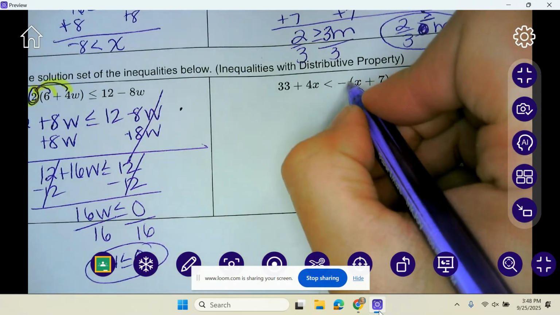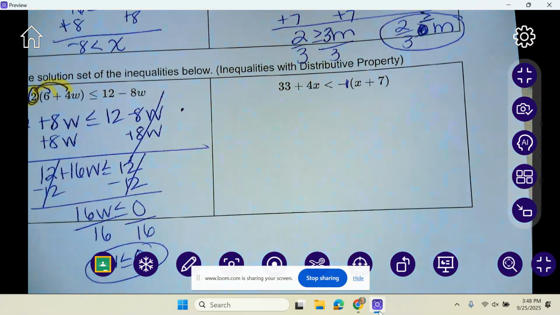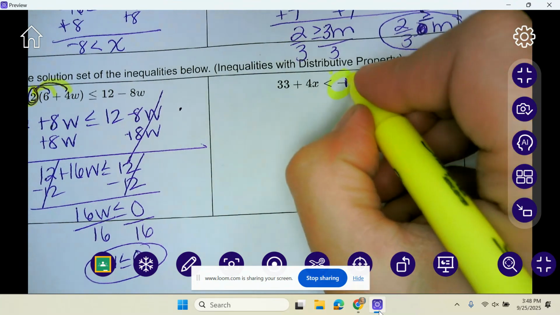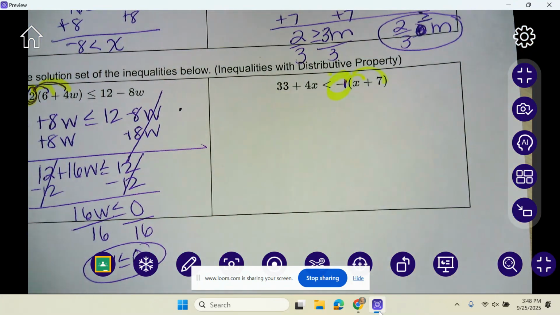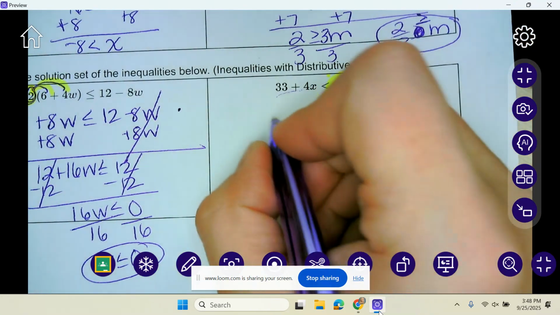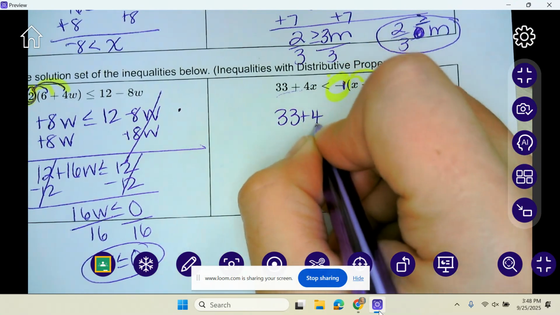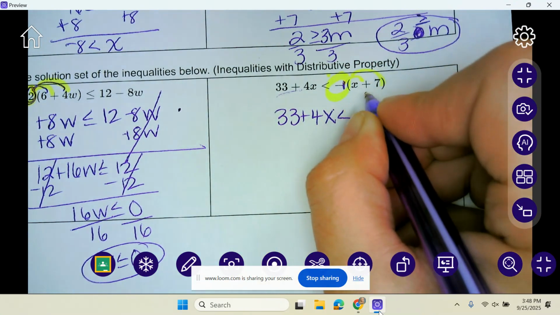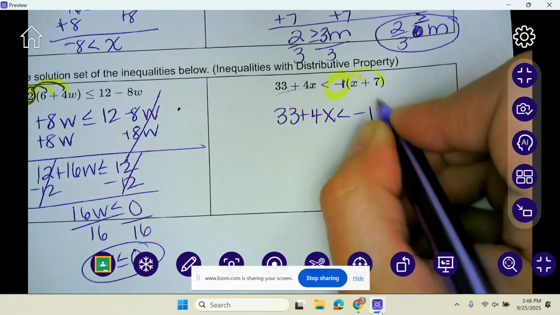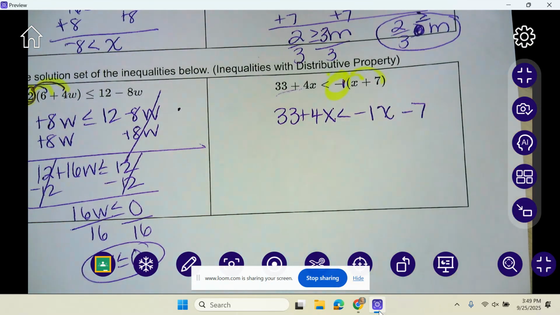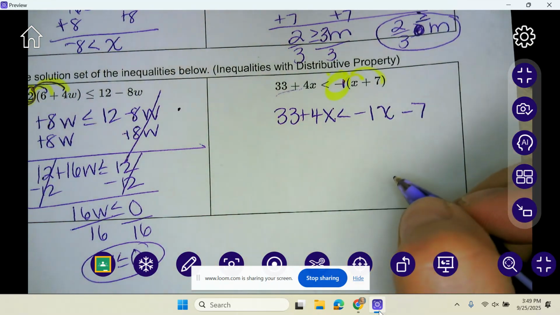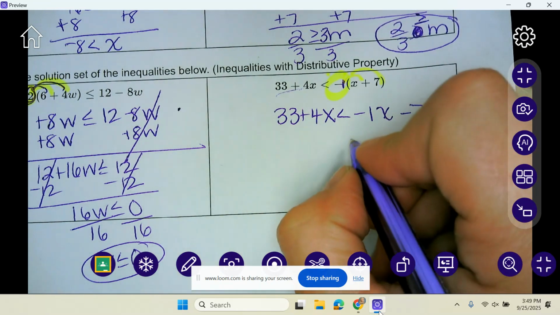Okay, so for this one, you treat it as a -1. So you're going to take this -1 and distribute it across. So everything on the left stays the same. -1 times x is -1x. -1 times 7 is -7. Right? So I'm going to move the 1x over here.